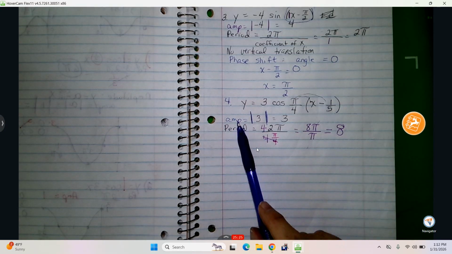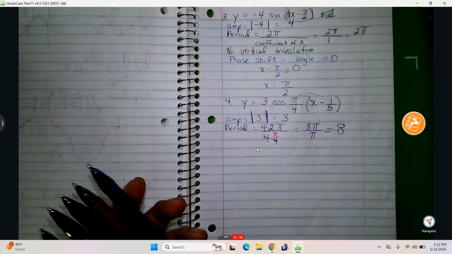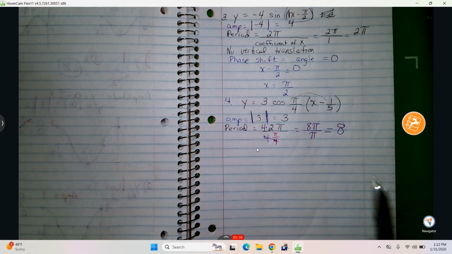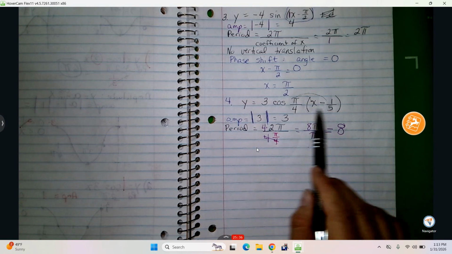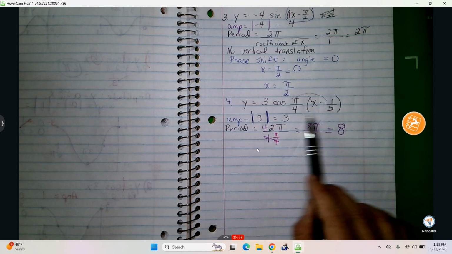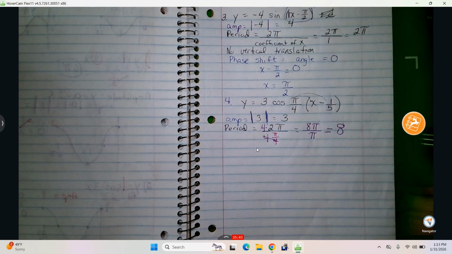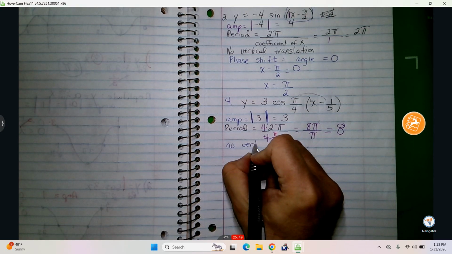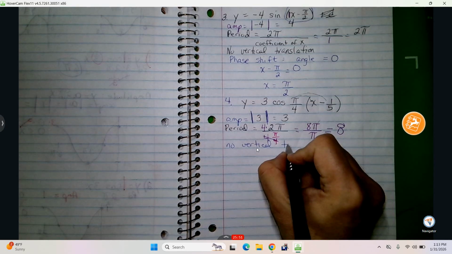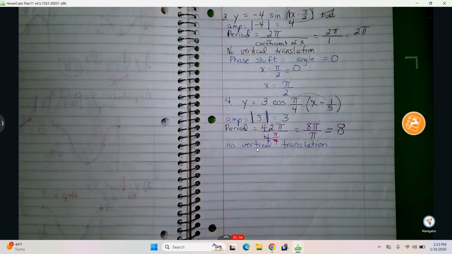So we've done the amplitude, the period. Let's see. Vertical translation. Is there some number that's being added to or subtracted from this function? No. So, once again, no vertical translation. I like these graphic analysis problems.